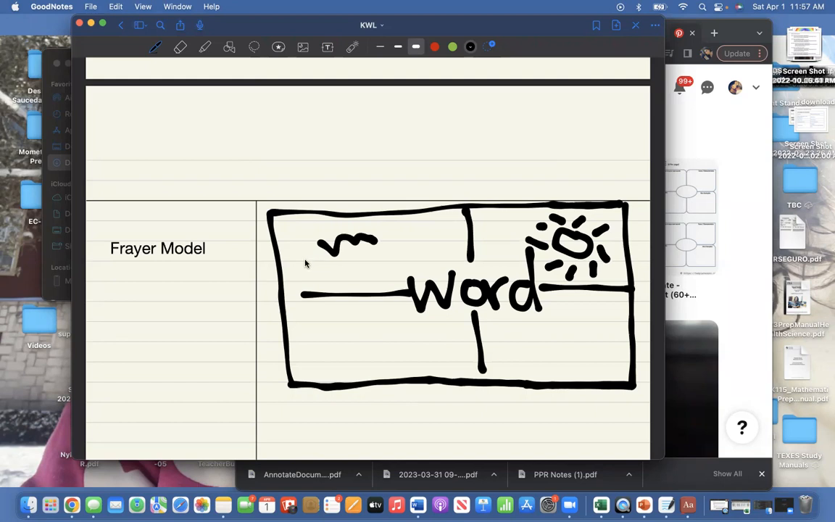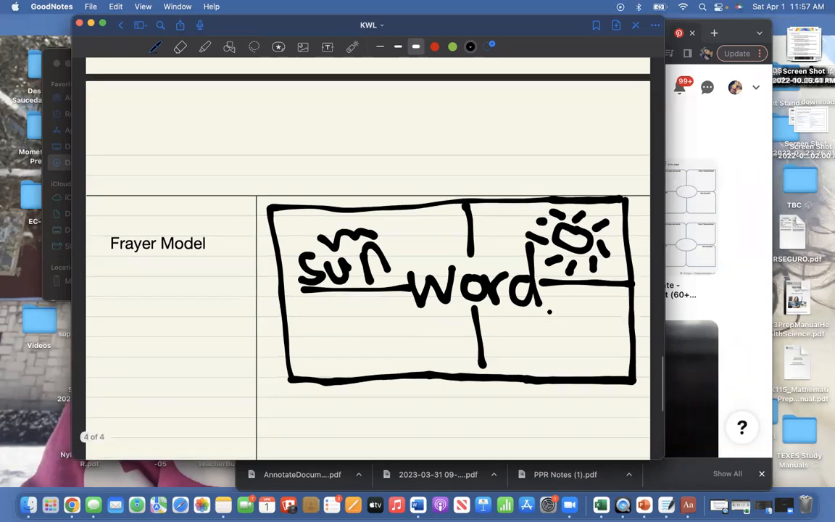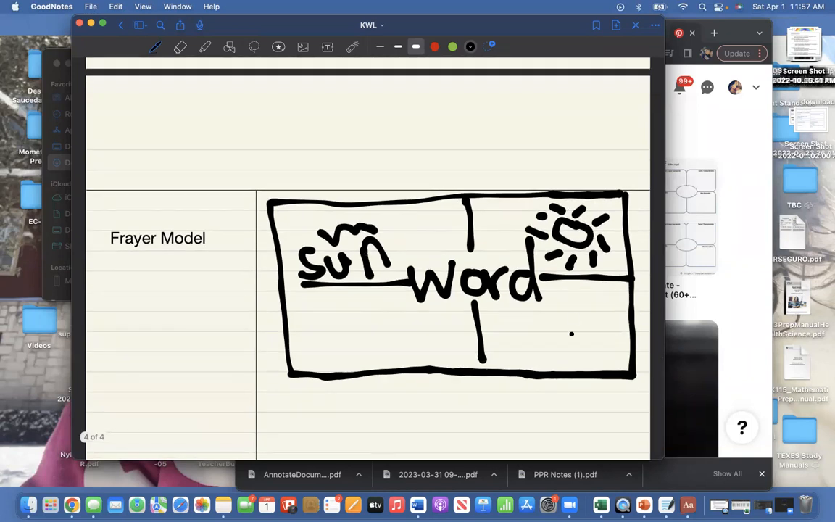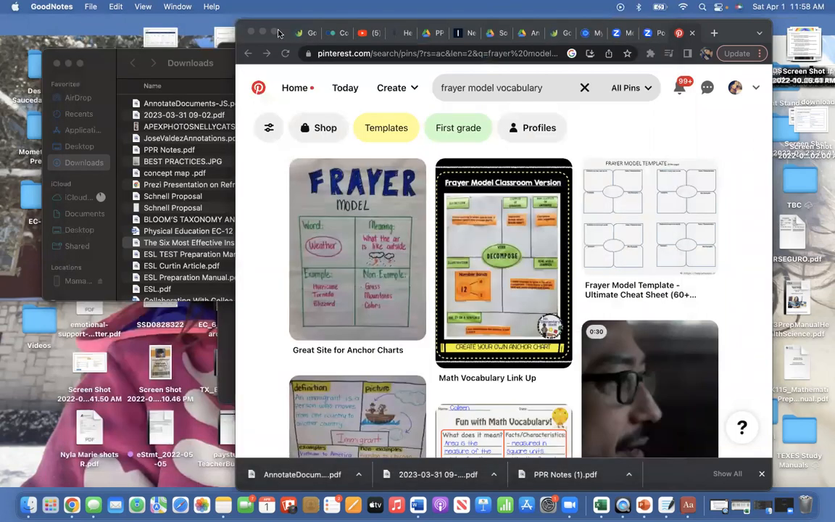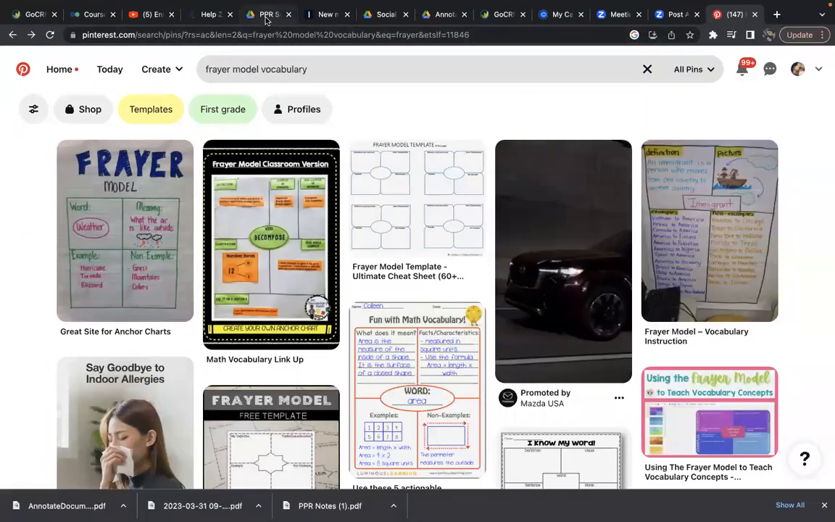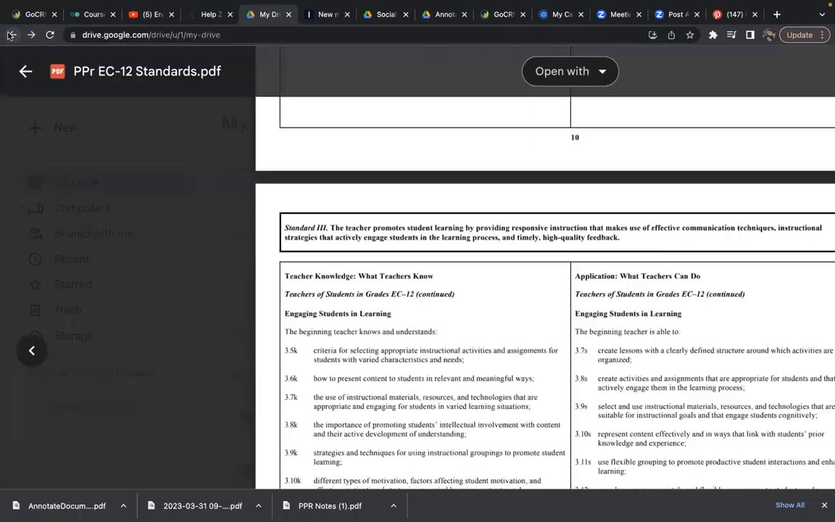I'm just going to write sun and the words here, but so you get the idea. The Frayer model is very important. We should at the very least go over this basic knowledge with every new academic-specific vocabulary word that the students are going to be introduced to. So very important.